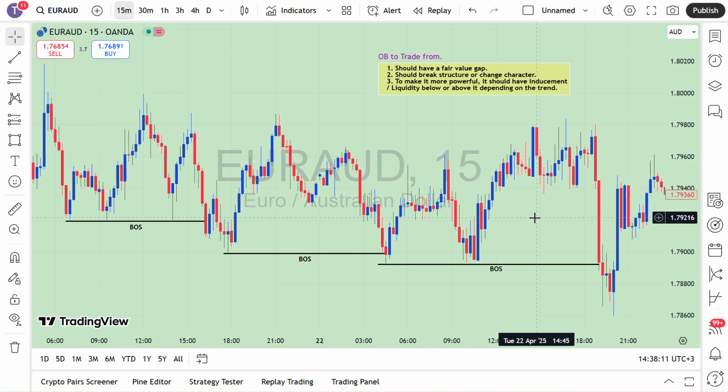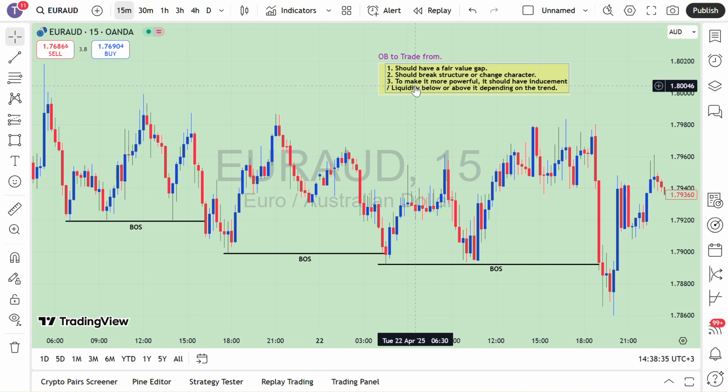Hello guys, today I'm going to show you how you get your valid order blocks and how you can use those order blocks to get very profitable setups. So number one, what you need to know about order blocks that you can trade from. Number one, should have a fair value gap. Number two, should break structure or change character.